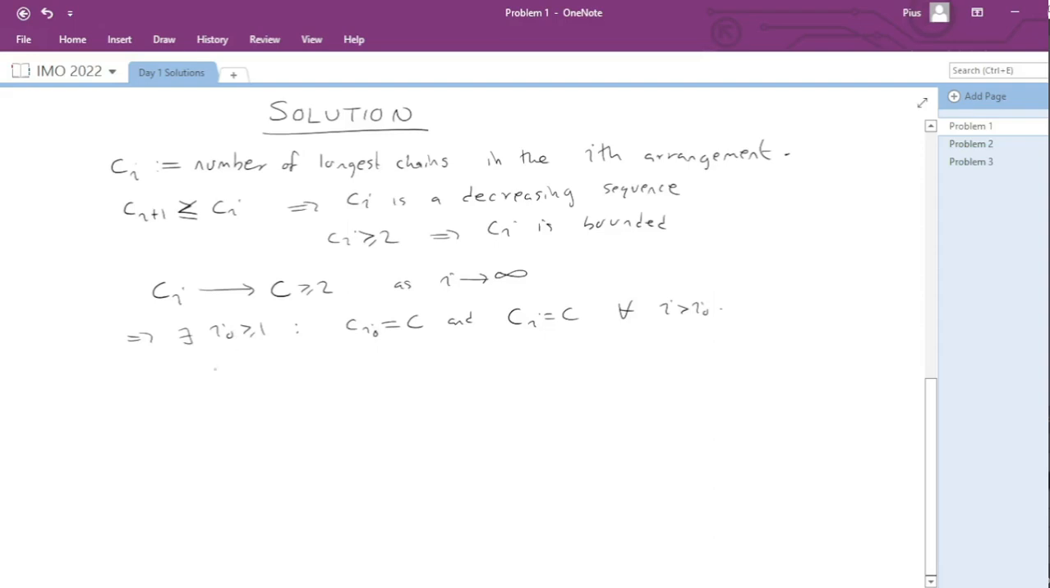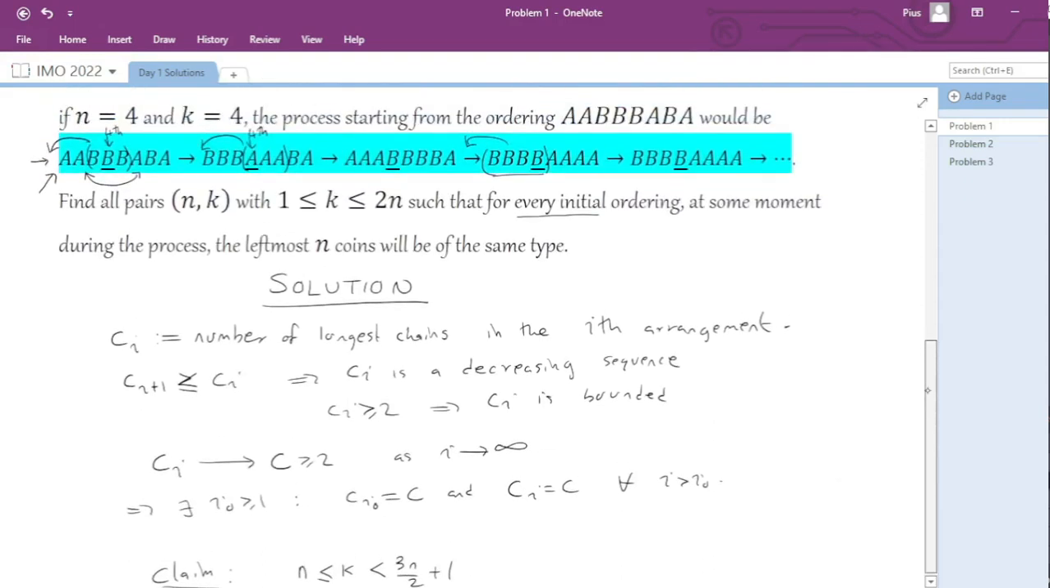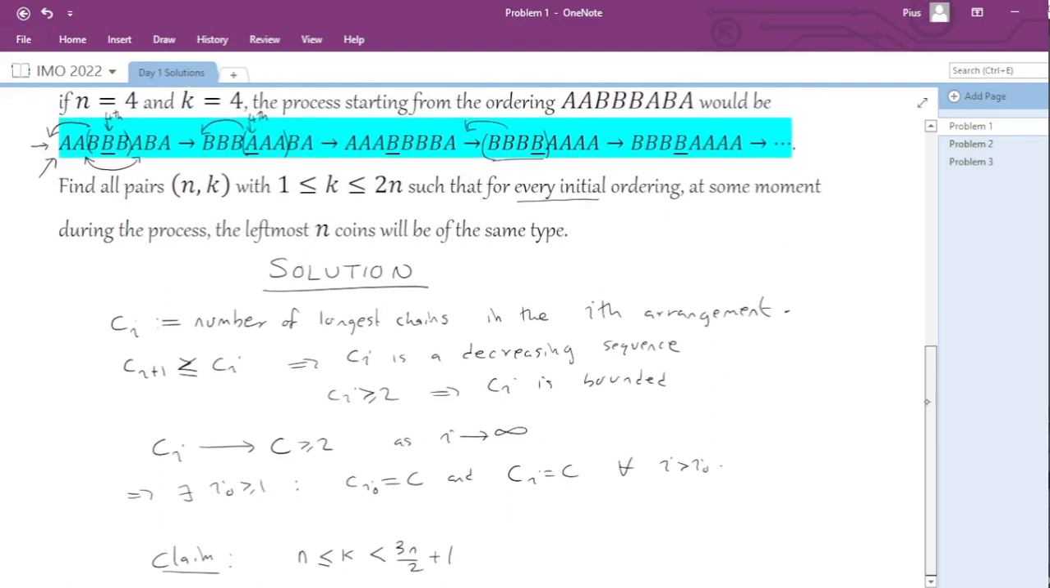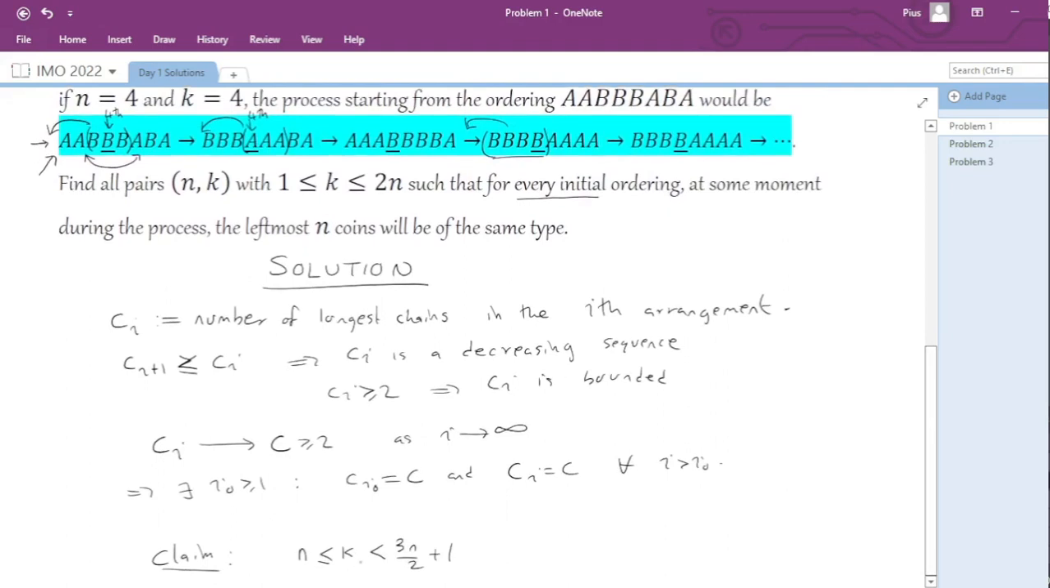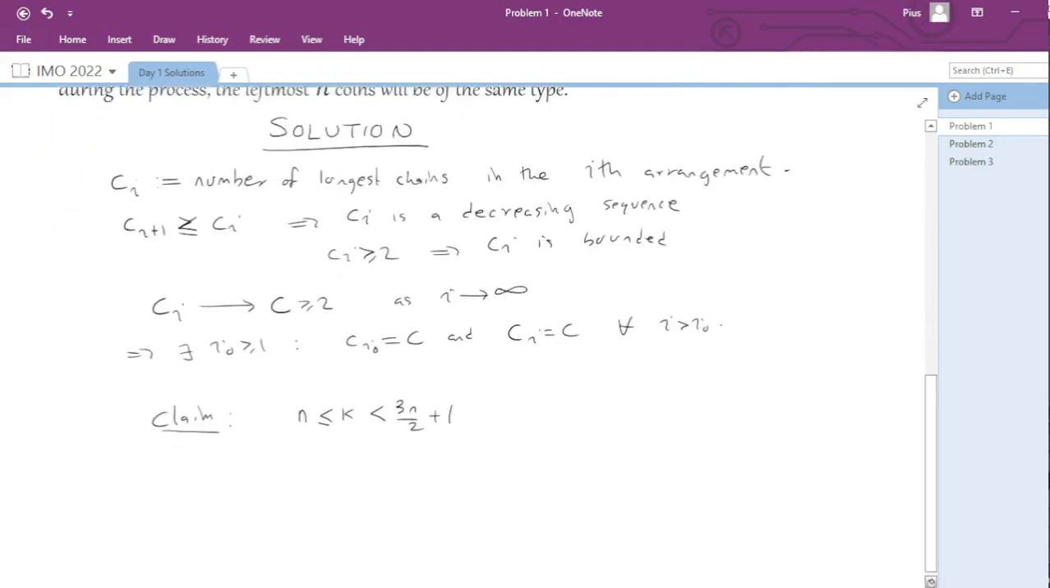So our claim is that the values of k that we're interested in lie in this range and only in this range. So these are any pair where we have this, this is what we claim to be the solution. Okay, so I'm going to prove this.